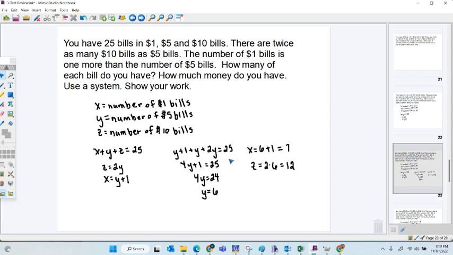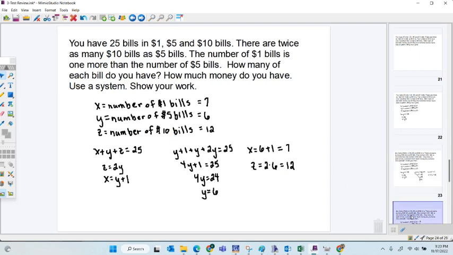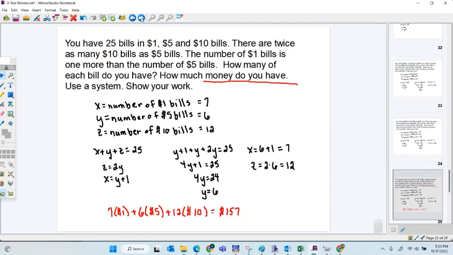So if I know that X is 7, I have 7 $1 bills. That's $7. I know Y is 6. I have 6 $5 bills. That's $30. And I know Z is 12. That's 12 $10 bills. So that's $120, which we would then add up. $7 plus $30 plus $120 ends up giving you $157.